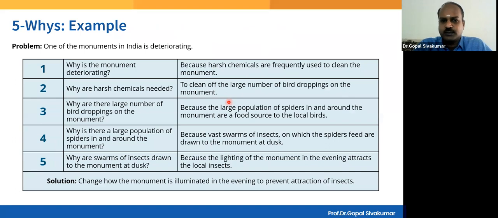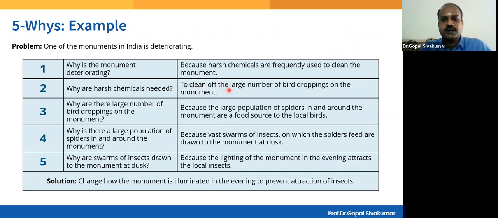So the stakeholders are invited and they're all in a meeting room. And after the moderator explains the problem, they started responding. And now the first question, why is the monument deteriorating? And the reason says because harsh chemicals are frequently used to clean the monument and the monument is deteriorating. And now immediately the next question comes, why are harsh chemicals needed? Why are they used for maintaining the monument?